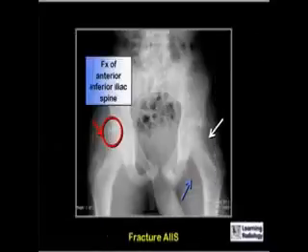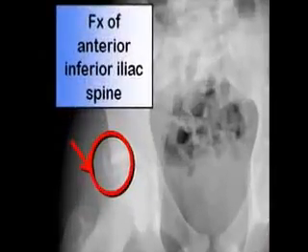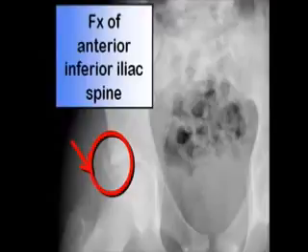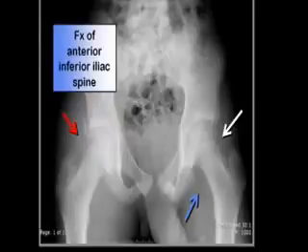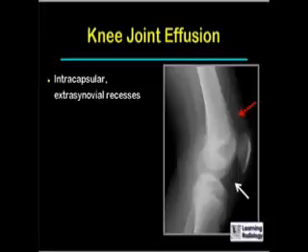The red circle is indicating a fracture of the anterior inferior iliac spine. Associated with it is obliteration of the normal capsular fat plane, the red arrow. On the opposite side, we can see the normal capsular fat plane, the white arrow, and the iliopsoas fat plane, the blue arrow.